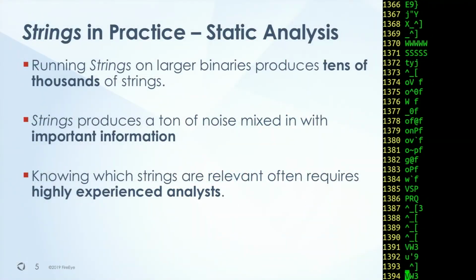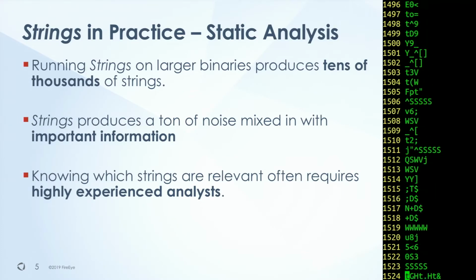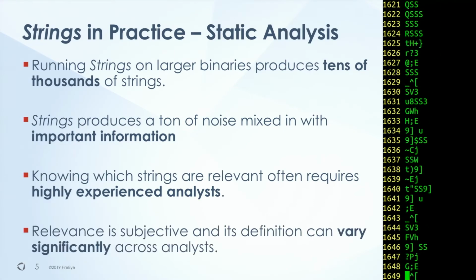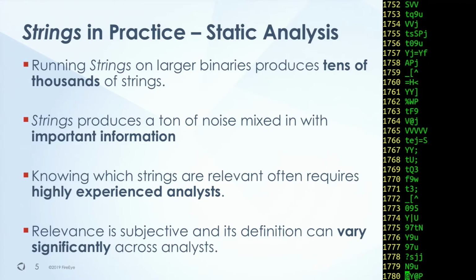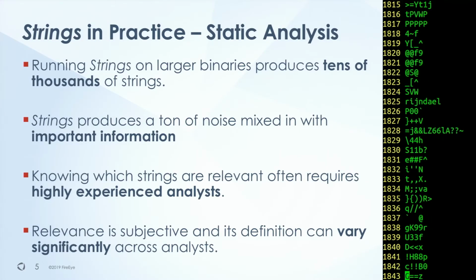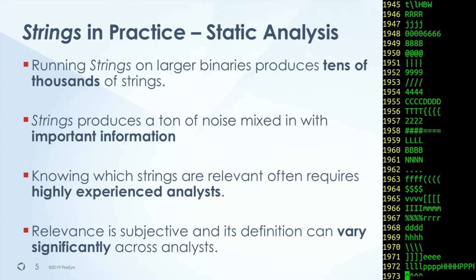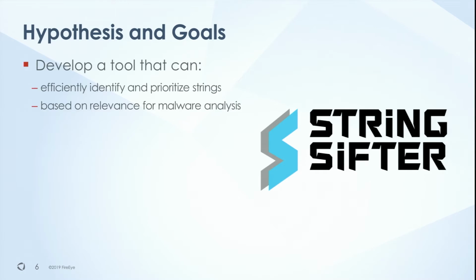Now, typically, knowing which ones are relevant often requires highly experienced analysts, so we have a labeling problem here. This is not something that I could do off the bat, for example. And significance is kind of subjective, so different malware analysts might disagree on which strings are relevant or not, and different roles might disagree. So what we wanted to do was build a tool that would unite these different goals and try to tackle them differently.